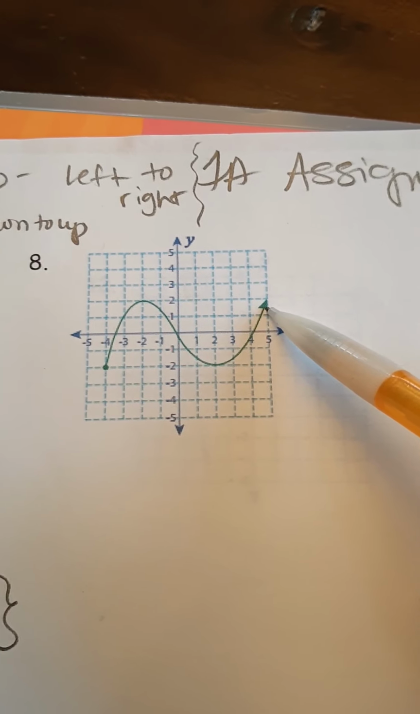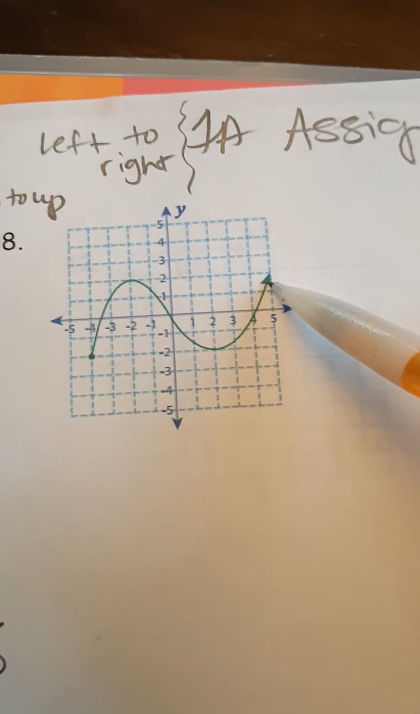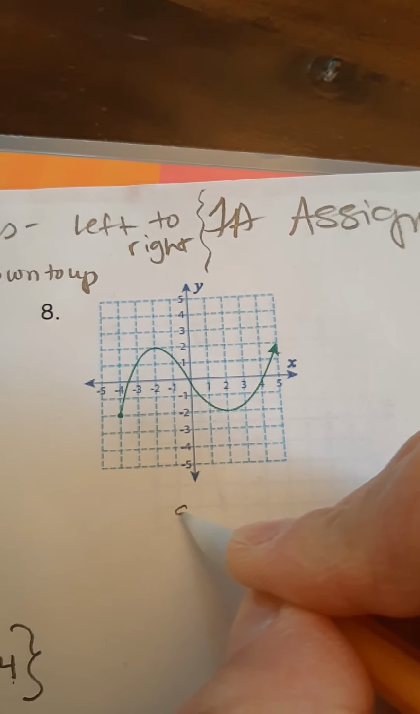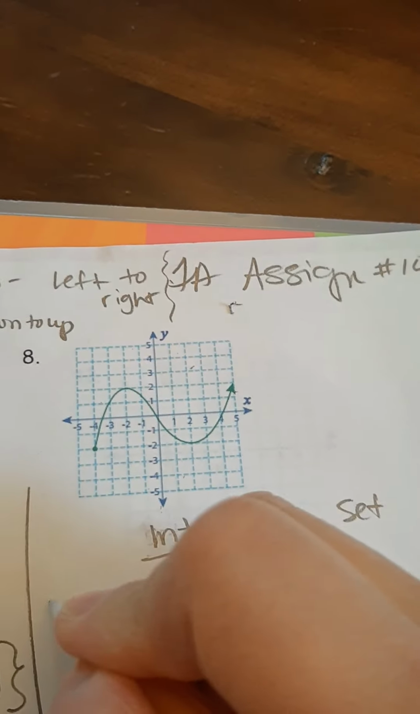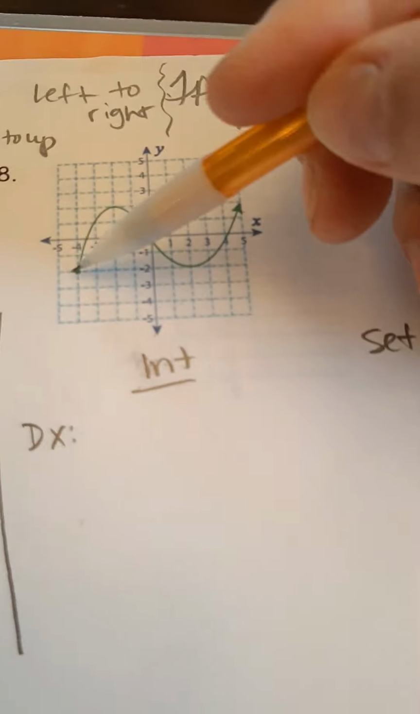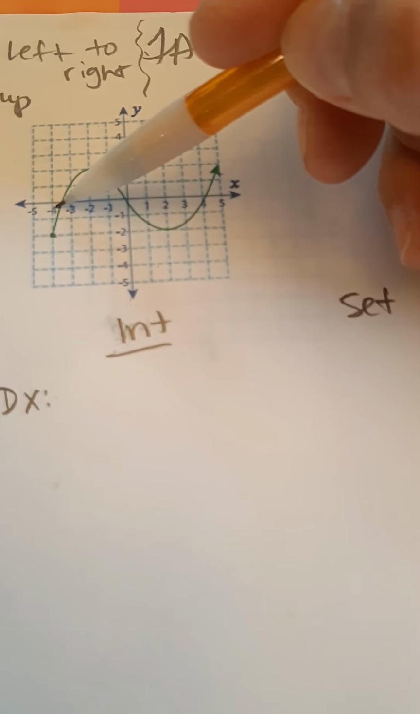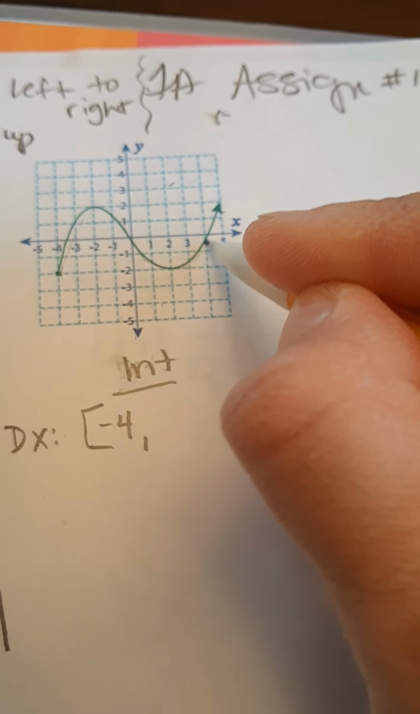So for number 8, if you notice, it only has one arrow. 7 had arrows on both sides. This one only has one arrow. So what I'm talking about is the following. Actually, I like interval notation first. Okay, so domain. I always like to do domain first, the left to right. The leftmost point is here, and that's at the x value of -4. And it has a closed circle, so it's -4, comma, follow the behavior of the graph.